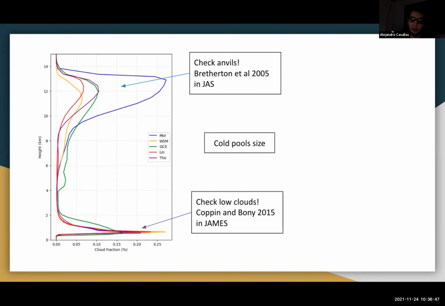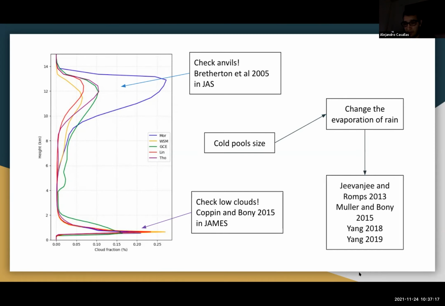We go to the cold pool size. So when you have larger cold pools, you are homogenizing the domain. Why? Because the cold pools tend to take the moisture and redistribute it to the drier zone. So if you have larger cold pools, you would expect to get less organization. If you have smaller cold pools, you would expect to have more organization. And several authors have done something like that. They change the evaporation of rain, and here I put only 5, but they remove completely the evaporation of rain. So they are removing the cold pools.